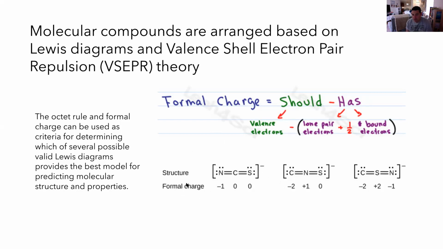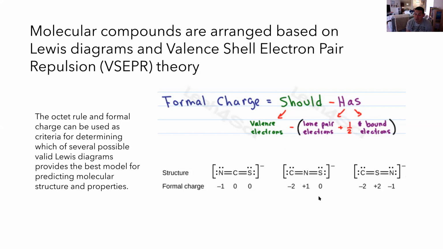So formal charge helps us understand what's going on in a structure, and it helps us critique if a structure is good or not. So here we have 3 possibilities for NCS. These are not resonance because the carbon and nitrogen are not in the same place in all of them, right? So it's kind of like we're trying out all 3 elements for the central atom. But when we look at the formal charge on the left, we get a formal charge of -1 on the nitrogen, 0 for the other 2 elements. All right, this middle one, we get -2, plus 1 and 0. And the one on the right, we get -2, plus 2 and -1.